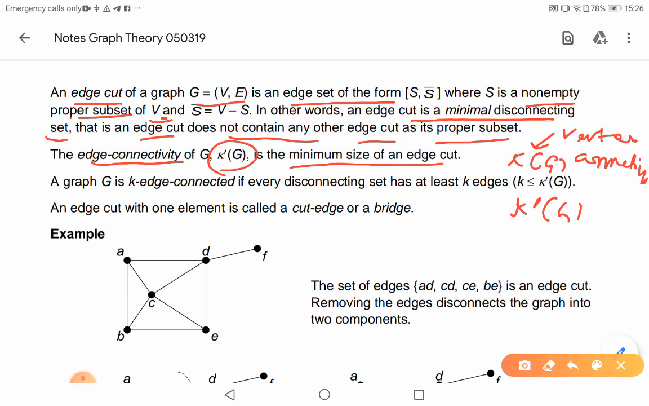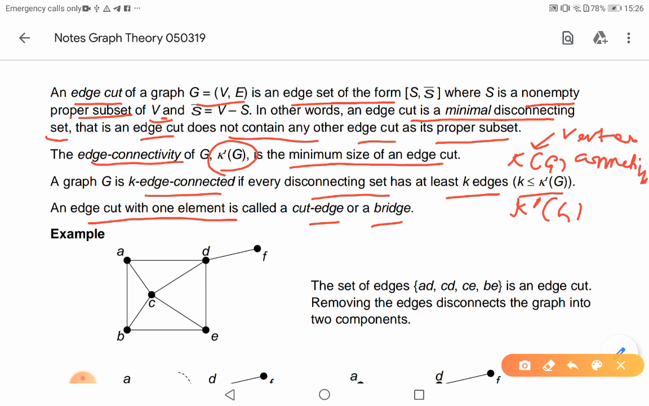So a graph is k-edge-connected if every disconnecting set has at least k edges, where k must be less than or equal to kappa prime G. An edge cut with one element is called a cut edge or a bridge. So if an edge cut has only one element, it is a bridge or cut edge.